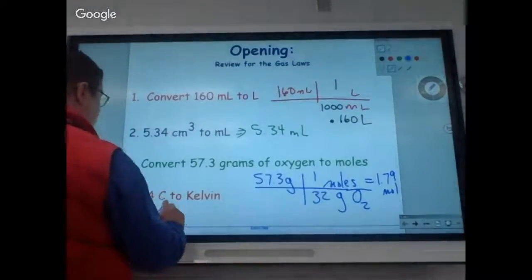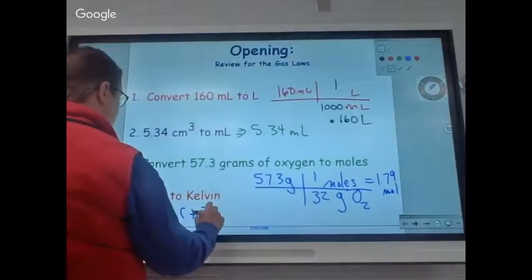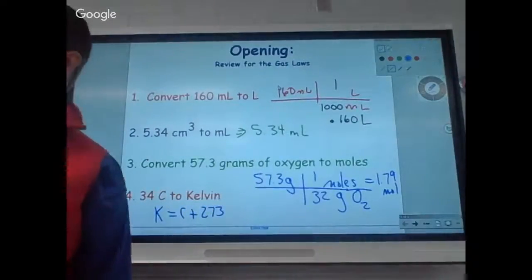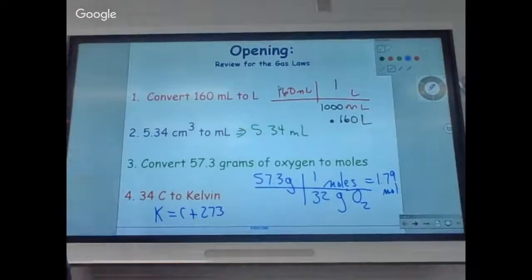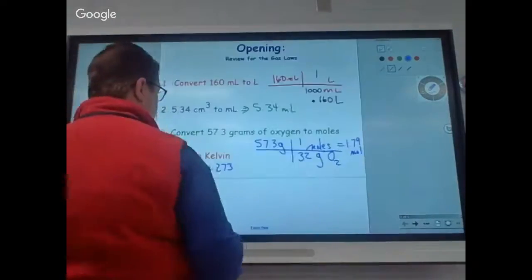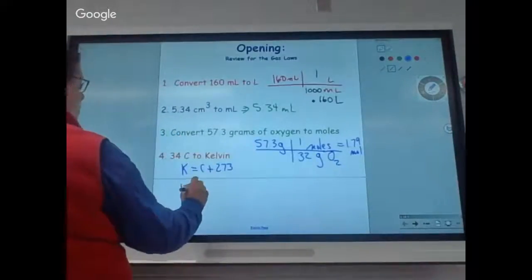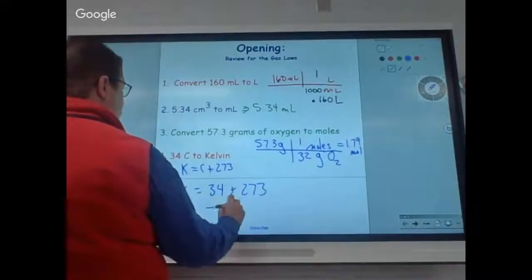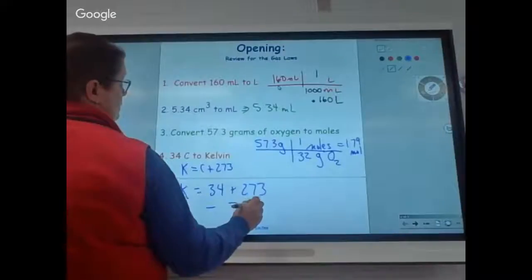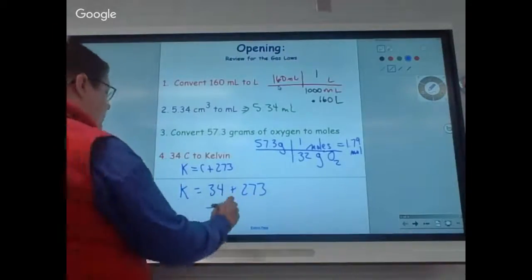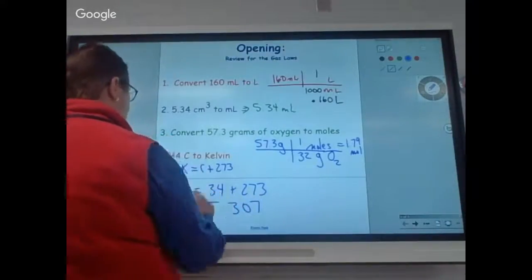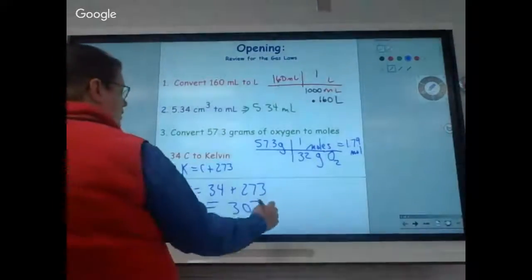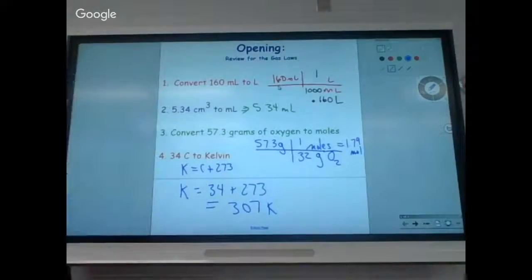All right. How do we change Celsius to kelvins? 273. K equals C plus 273. Where do you find that whole thing if you forget it? On your reference table. You can look it up. So K equals 34 plus 273. I think it's 307. Thank you. I was getting 301 and I was like, that is so wrong. All right. And we're finding Kelvin, so we write K at the end.